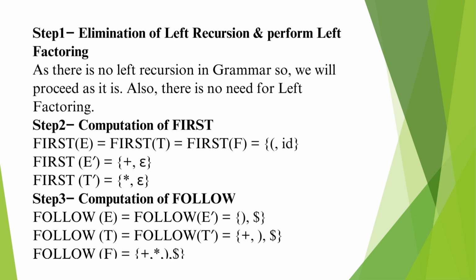Step 2, computation of first. First of E is equal to first of T is equal to first of F, which tends to bracket and id, and first of E dash is plus operator and epsilon. First of T dash is star operator and epsilon. Step 3, computation of follow. Follow of E is equal to follow of E dash, and follow of T is equal to follow of T dash. Follow of F is equal to all operators and dollar sign.